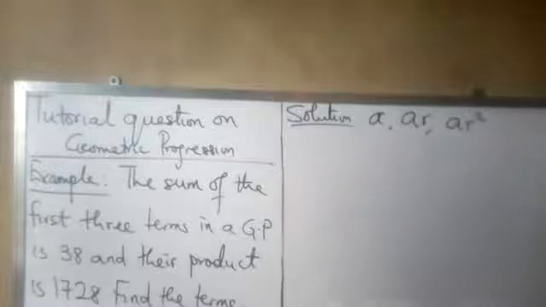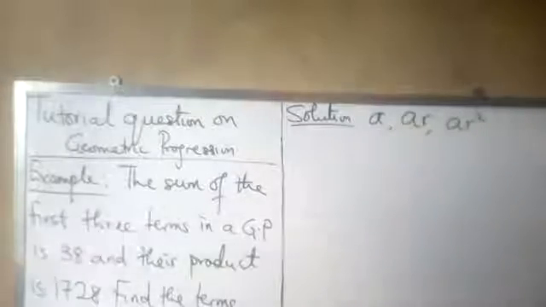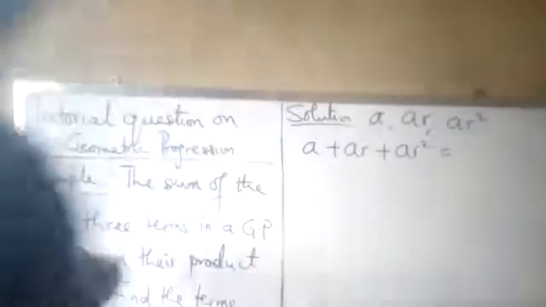Now from this first statement, we are told the sum of the first three terms. So if we add all these terms together, A plus AR plus AR squared, you will get what? 38. That is the statement. So let's call that one equation 1.